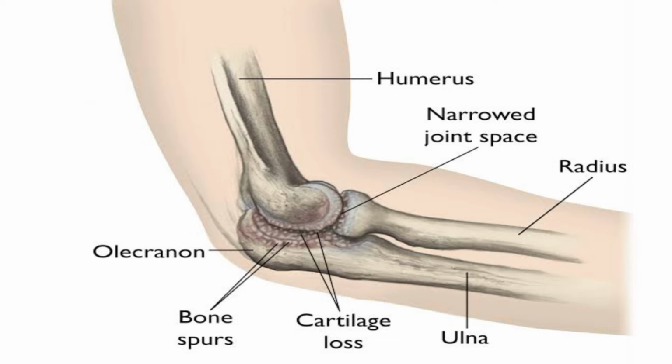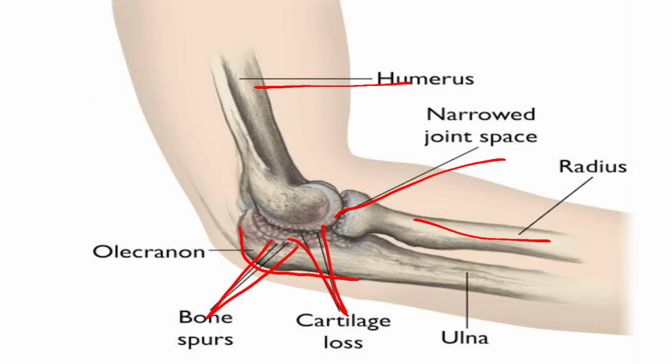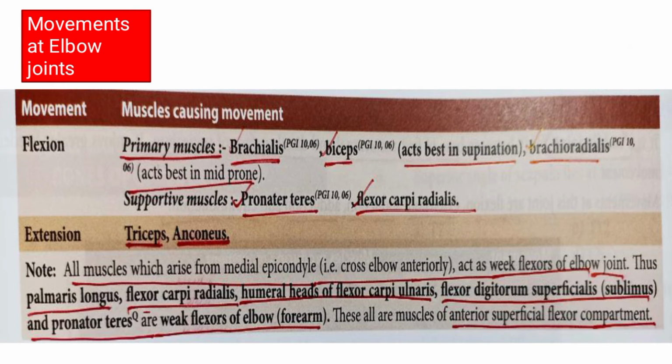Here is the lateral view of the elbow joint. This is the olecranon of the ulna. This is the radius bone. This is cartilaginous loss. When this happens, the bones press and narrow the joint space. This is a condition of a disease. And now the movements at the elbow joint: flexion and extension.